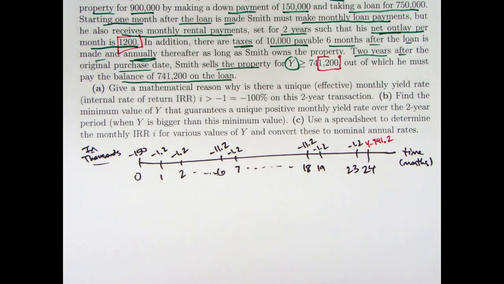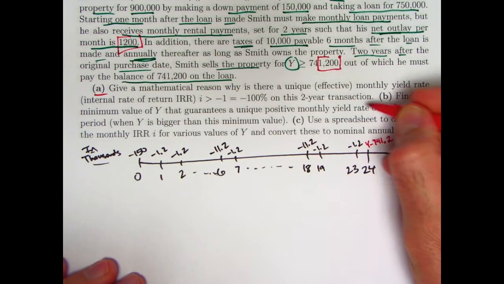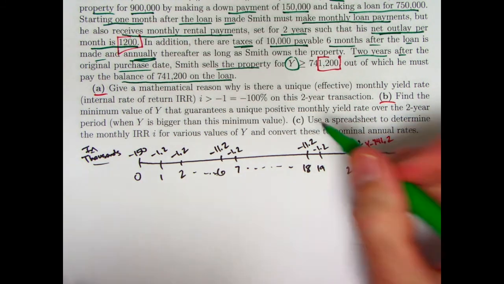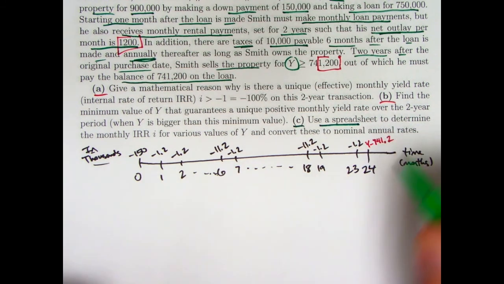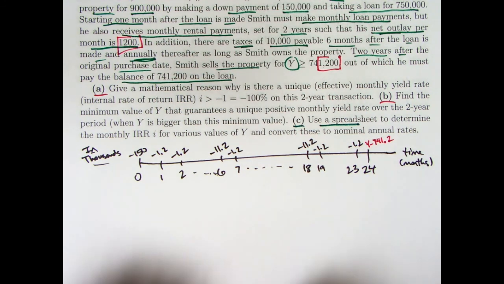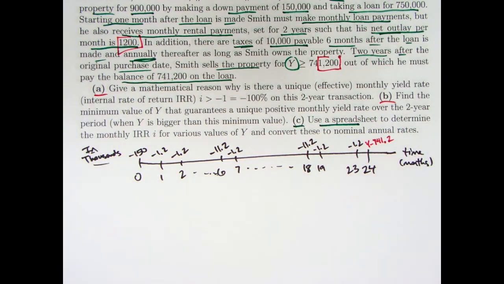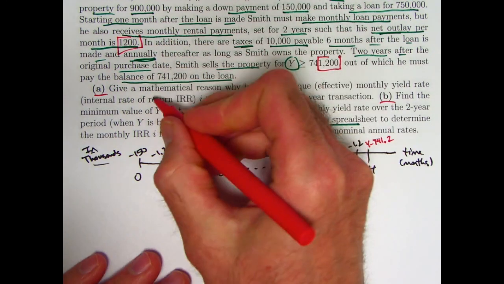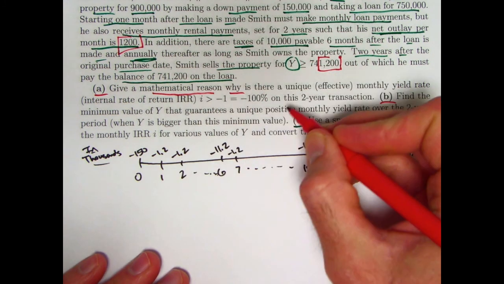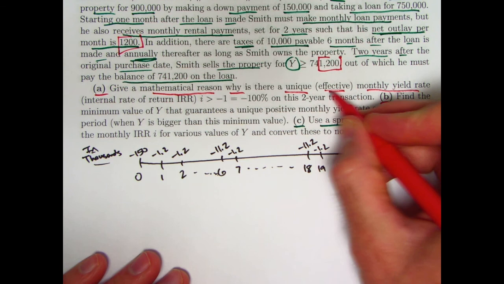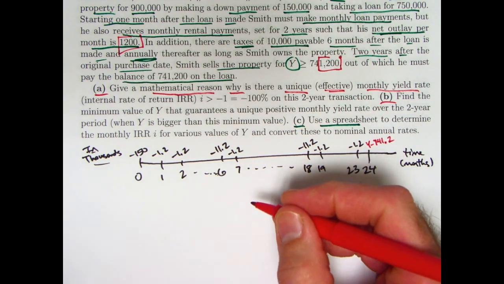Okay, so here's where it gets pretty theoretical. In parts A and B, we're doing theoretical math. It's in part C that we're going to get a bit more practical. We're going to use a spreadsheet to do a computation, but you're not really going to understand what's going on with the spreadsheet unless you understand some of the theory behind the math. Okay. Part A, give a mathematical reason why there is a unique monthly yield rate, sometimes called an effective monthly yield rate.